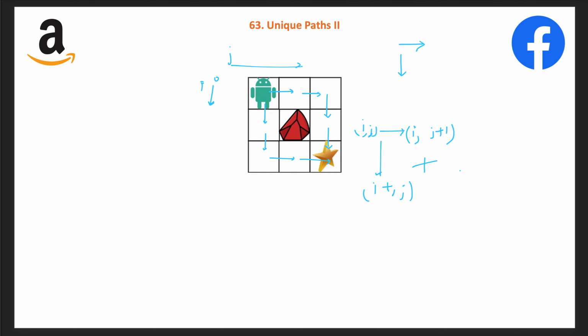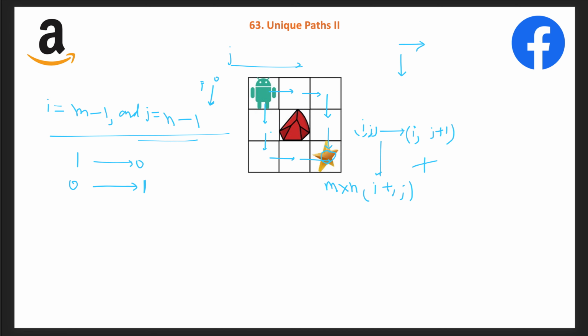Now, what are the base cases? The first base case is when the robot actually reaches this cell. For an m cross n matrix, this cell index will be m minus 1, n minus 1. So the first base case is if i equals m minus 1 and j equals n minus 1. If we reach this place, then we return 0 or 1 based on whether this place is empty or has a stone. If there is a stone, we return 0, because there is no possible path. If it is an empty space with value 0, then we return 1.